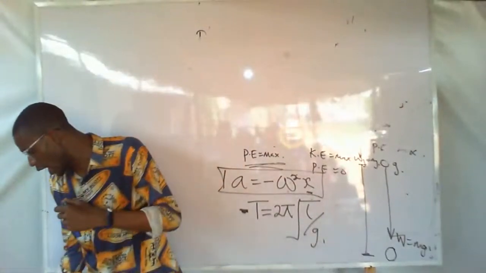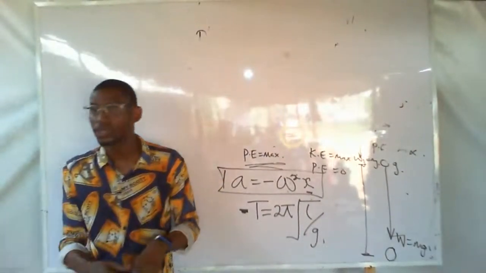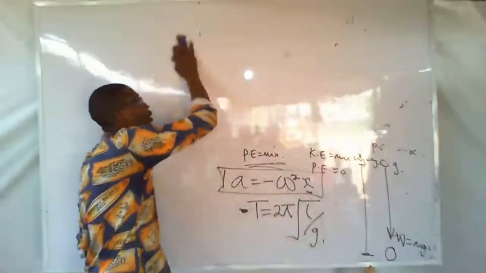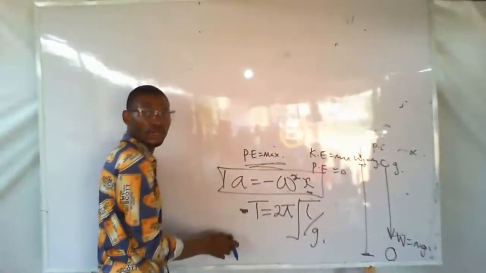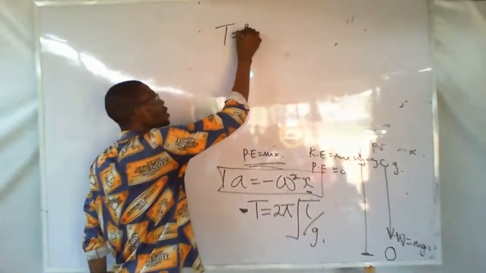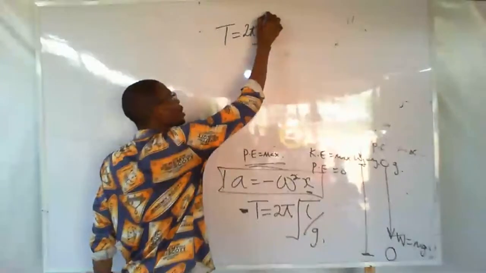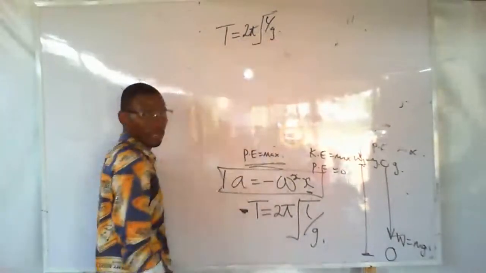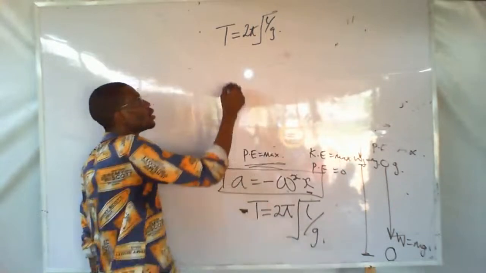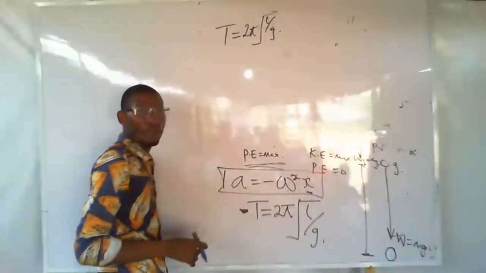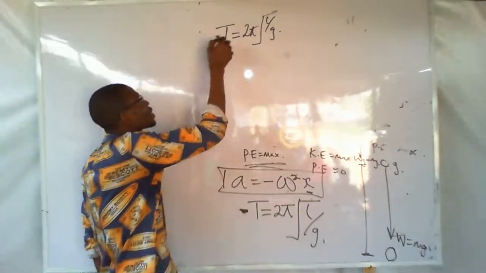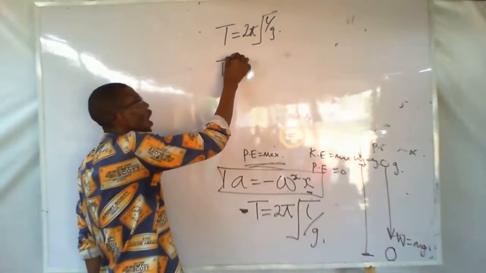Class, let us take a relationship to relate this. Class, look at the board, please. T is equal to root this over this. Hello, please hold on. Now, let us square both sides. Let's say this guy will be T square 1.